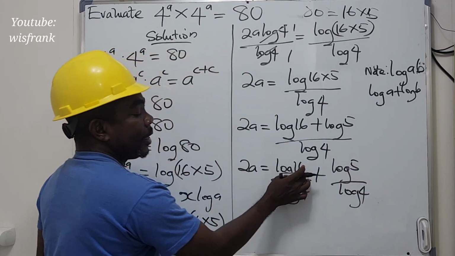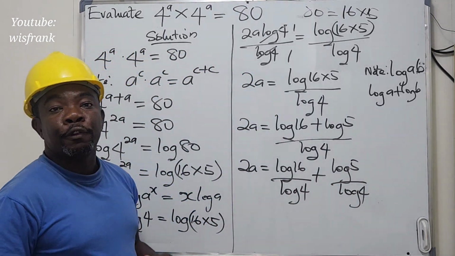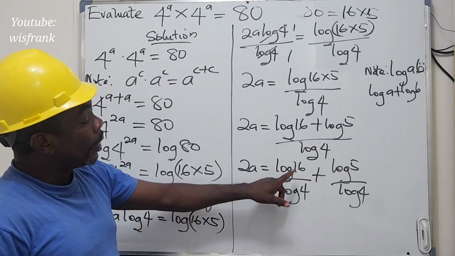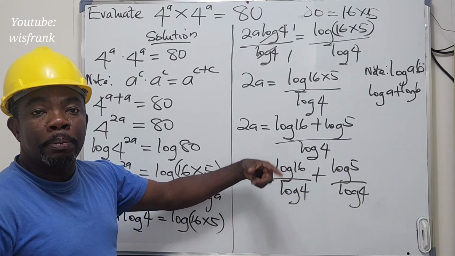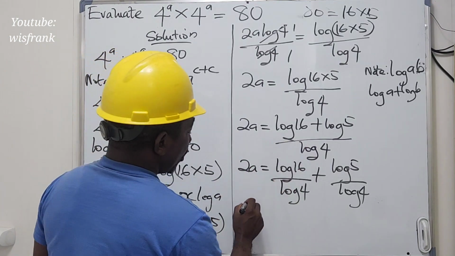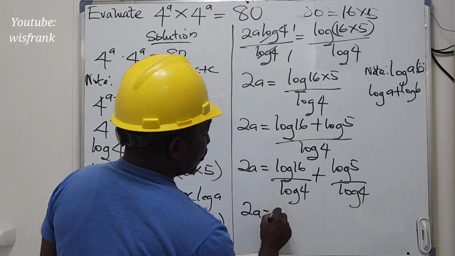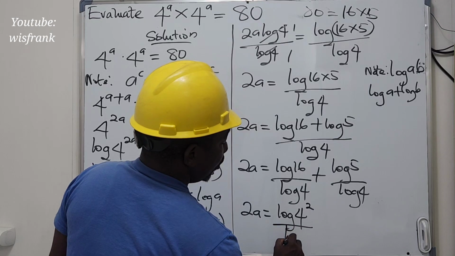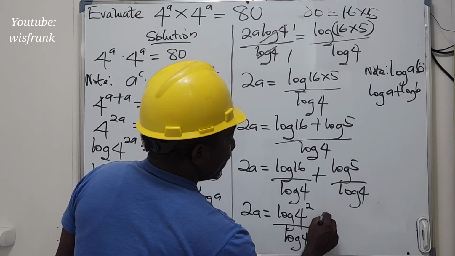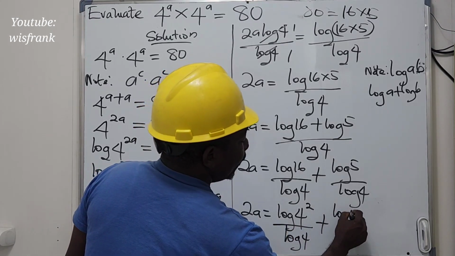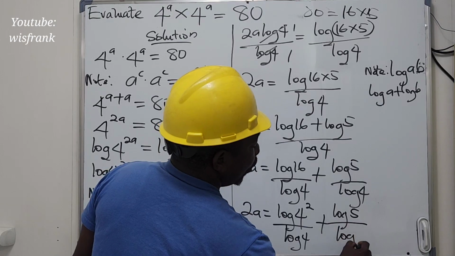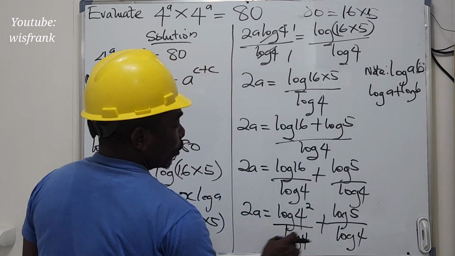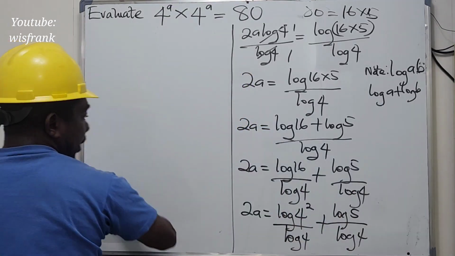16 here is the same thing as 4 times 4, so we can put 16 as 4 to the power of 2. So this will become 2a equals log 4 to the power of 2 all over log 4 plus log 5 all over log 4. So here we can continue from this side by cleaning here.